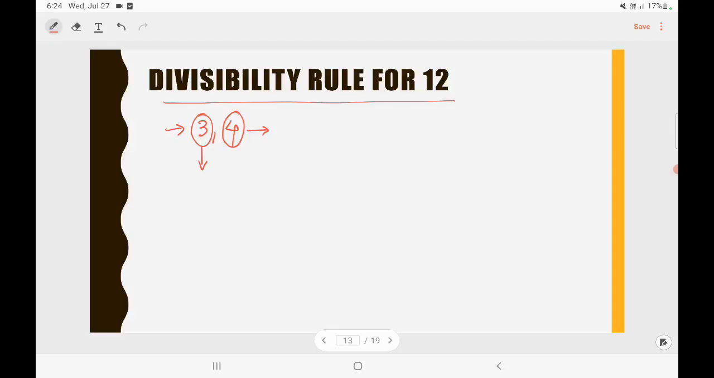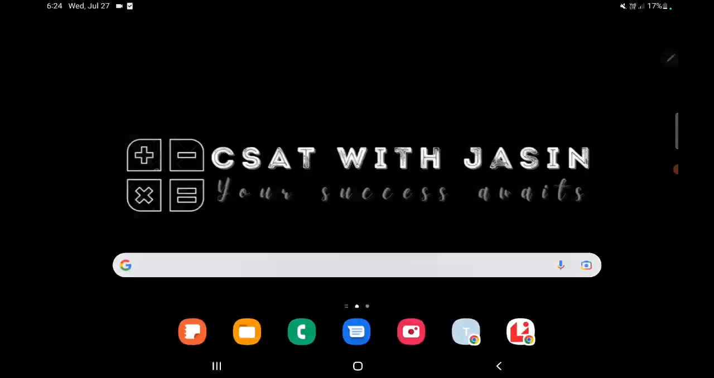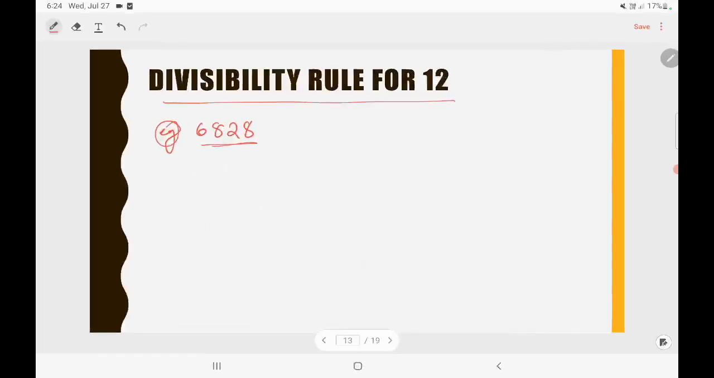We'll take examples. Let's say the number 6828. We need to check whether 6828 is divisible by 3. You add the digits, that is 6 plus 8 plus 2 plus 8. 6 plus 8 is 14, 14 plus 2 is 16, 16 plus 8 is 24. Is 24 divisible by 3? Yes, 3 into 8 is 24. So therefore 6828 is also divisible by 3.